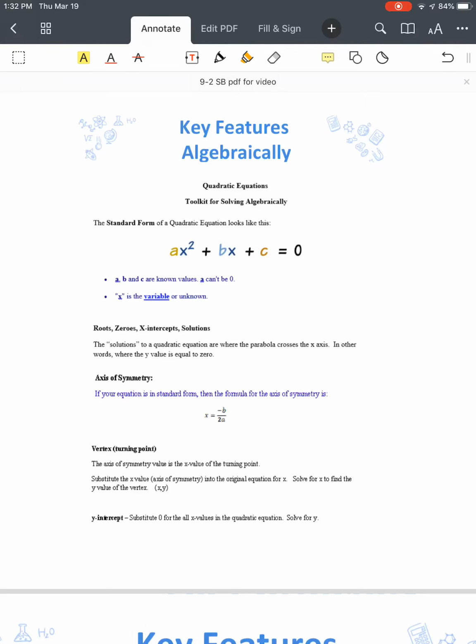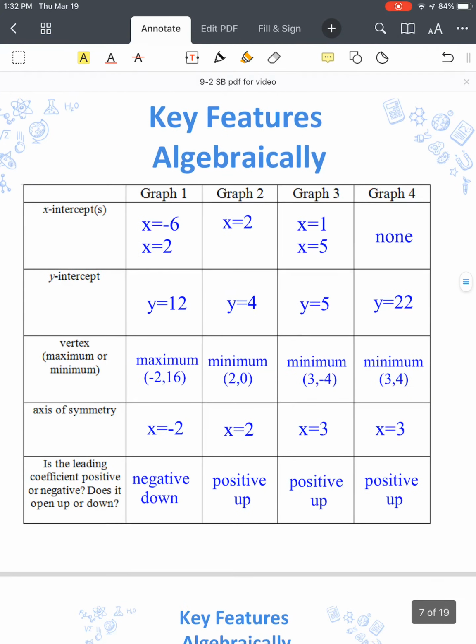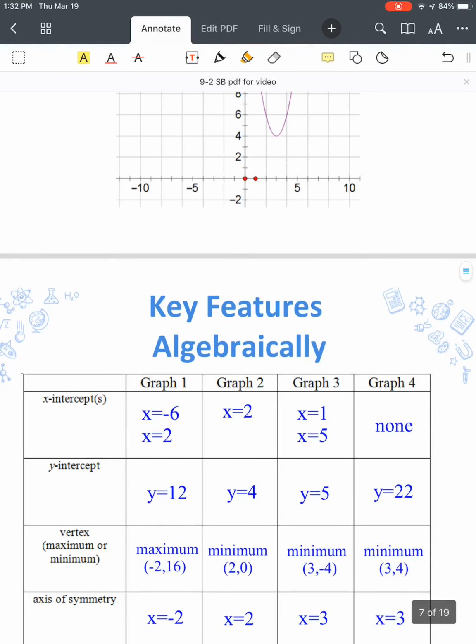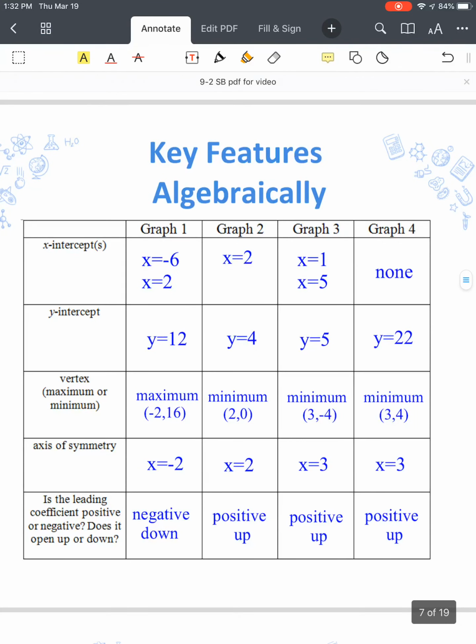Today we're going to talk about finding the key features of a quadratic, or of a parabola, algebraically. So yesterday we did this activity where we looked at the 4 different graphs and we found these key features graphically, meaning we looked at the graphs and we decided what the x-intercepts were, what the y-intercept was, what the vertex was, what the axis of symmetry was.